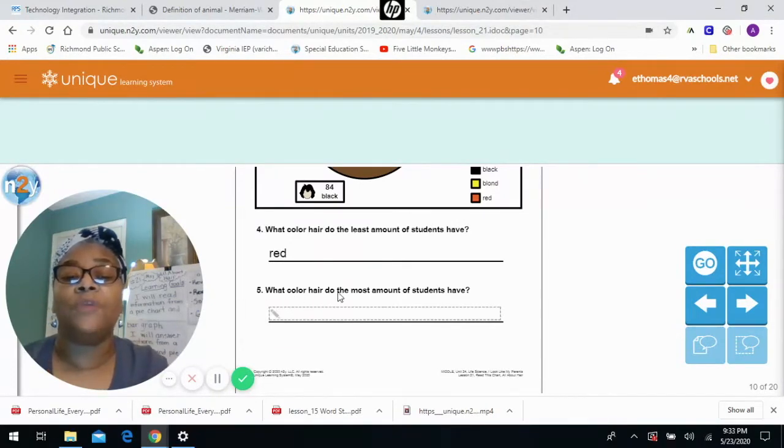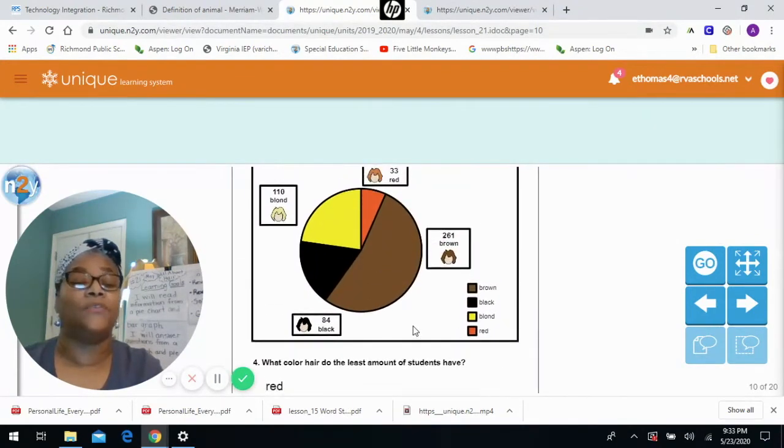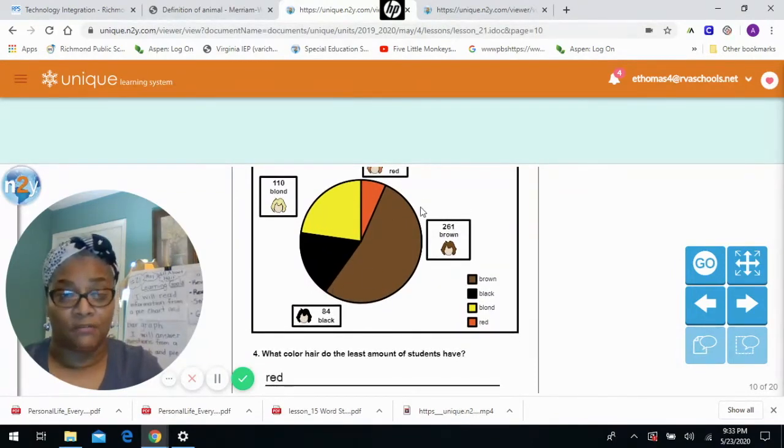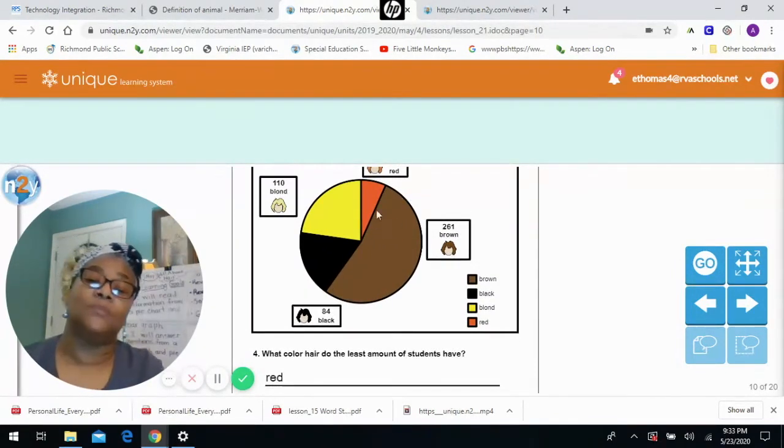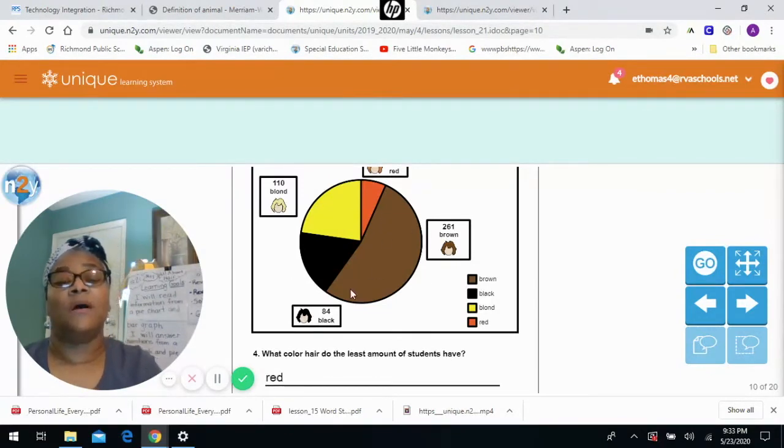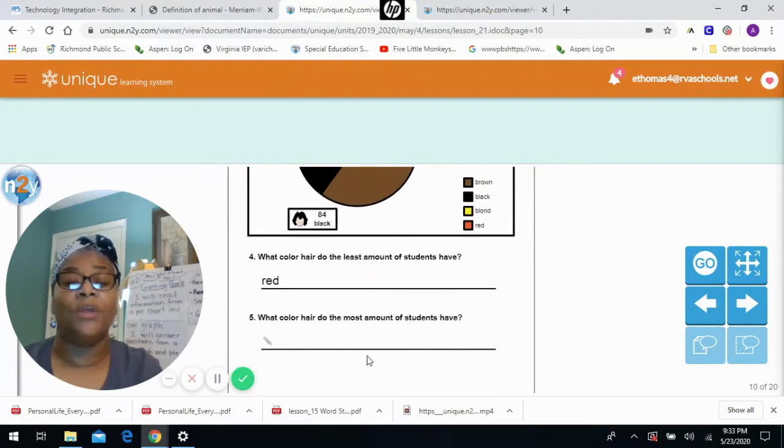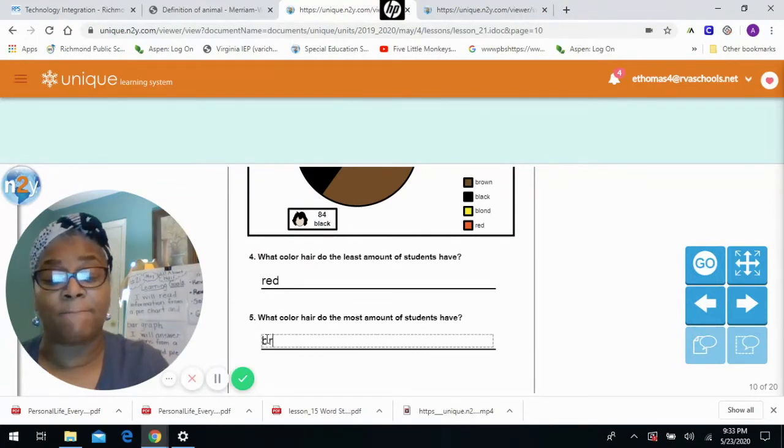So what color do the most amount of students have? Okay, the most amount. So which part of the pie graph has the most color, or filled with the most color? Which color do you see most in the pie graph? Which color do you see most? It's taking up all of it. Okay, a big portion of it is brown. So what color do the most amount of students have? And that color is brown because that's the biggest piece in the pie, brown.